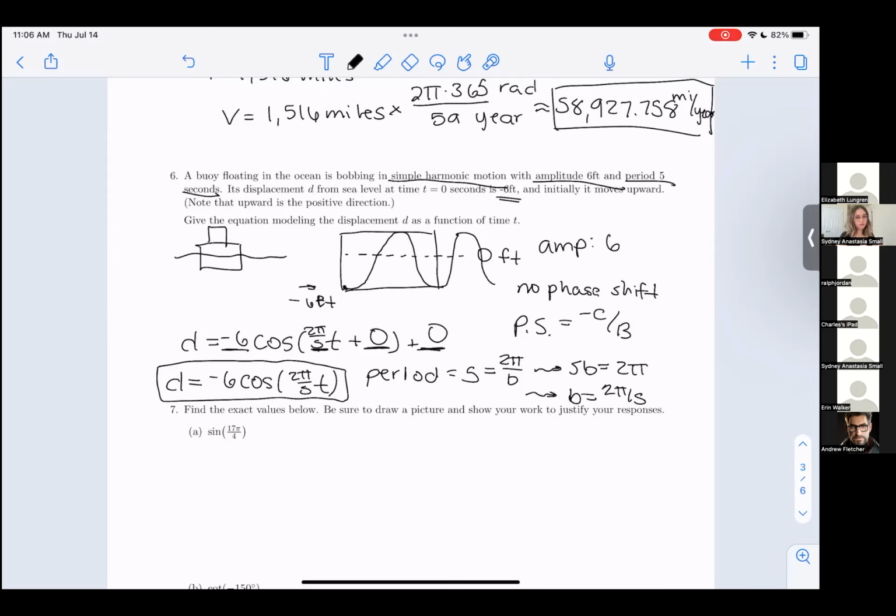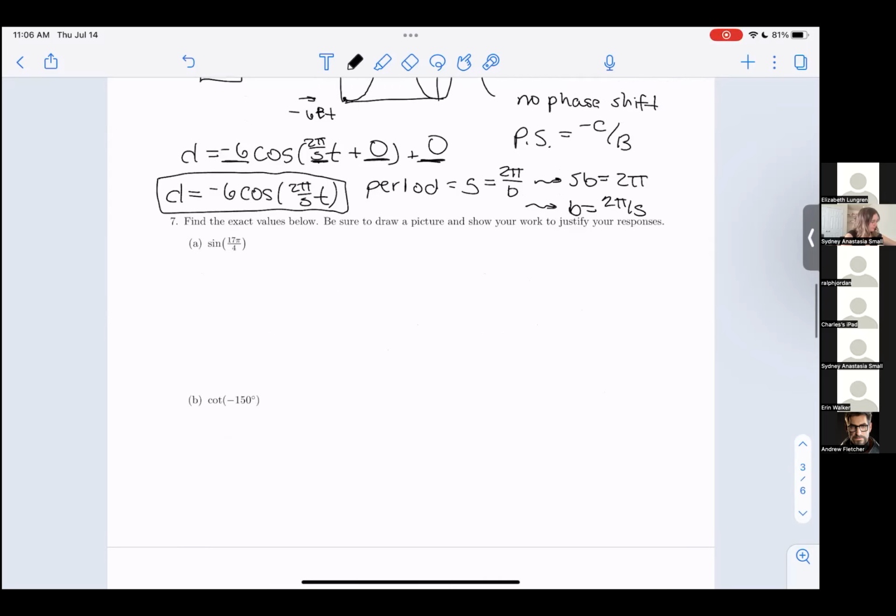Any questions? Cool. And the key pieces of information to pull out there are things when you're given numbers like t equals 0 seconds, when you're given, if you see the word amplitude and period, that should immediately raise flags in your brain as well. Okay. If there's no questions, we can move on to the next one.